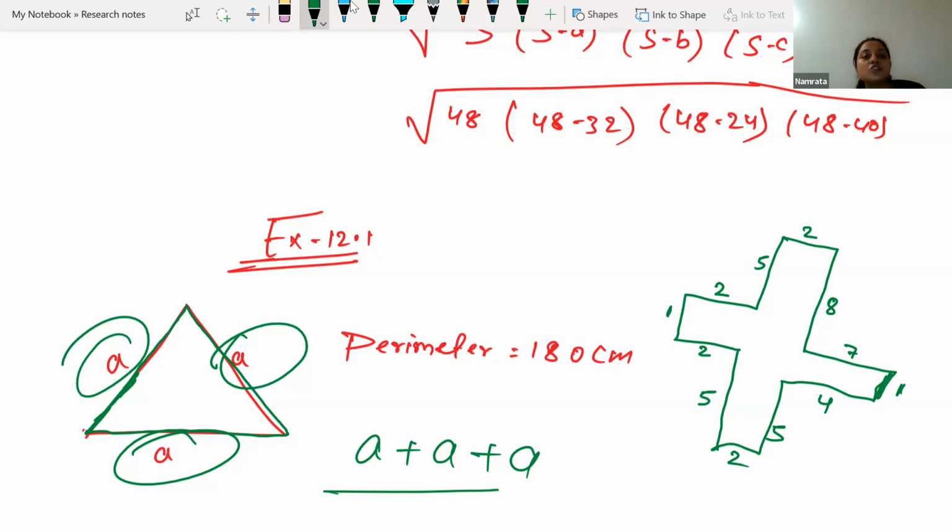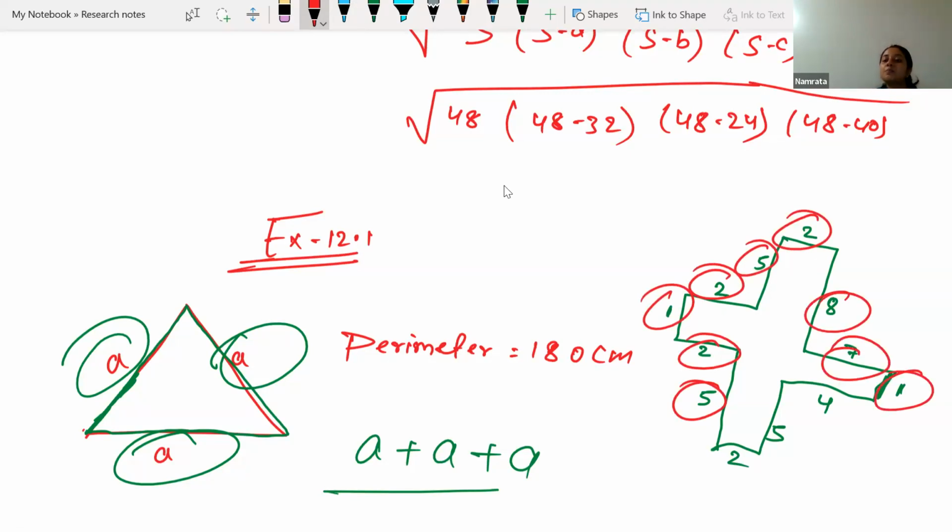So the perimeter of this random shape will be 5 plus 2 plus 1 plus 2 plus 5 plus 2 plus 8 plus 7 plus 1 plus 4 plus 5 plus 2. This is how we find the perimeter of any shape.